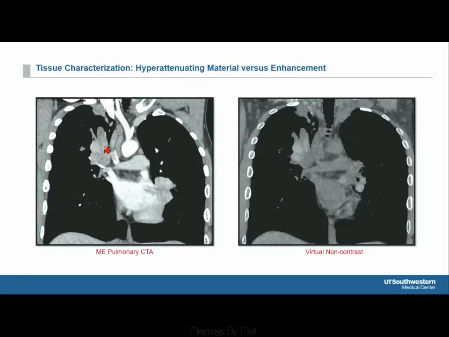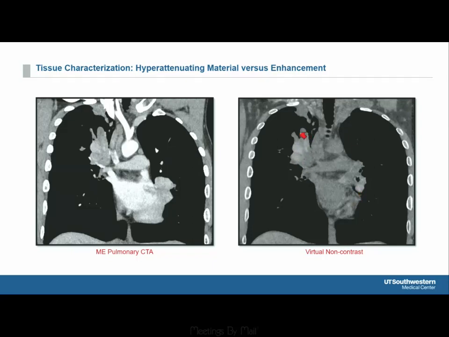A mass in the right suprahilar region with areas of high attenuation. We see another nodule with high attenuation in the left perihilar region. One may question, is this enhancing or is this simply a hyperdense material? By using virtual non-contrast, we can see that that's actually hyperdense material, not enhancing tumor.